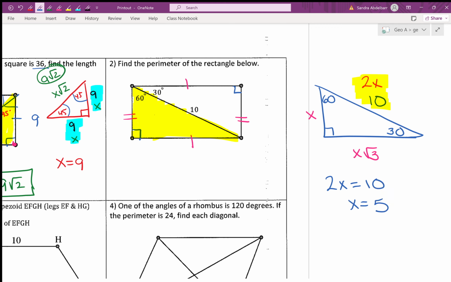Hey, what does that mean? That means the left side is 5. What is the bottom side going to be? The left side is 5. What's the bottom side of this triangle? 5 root 3. Good symmetry.